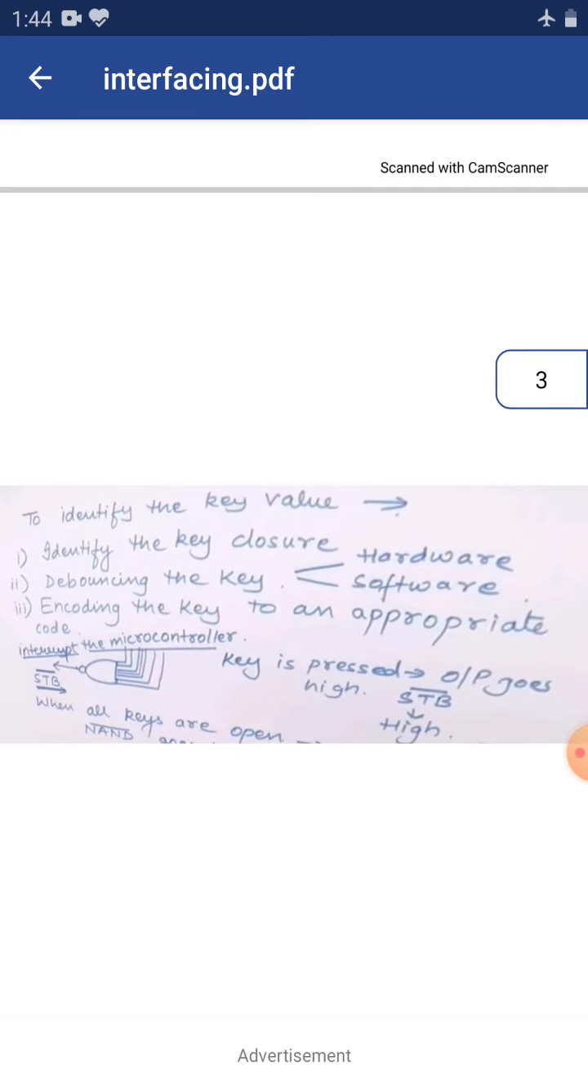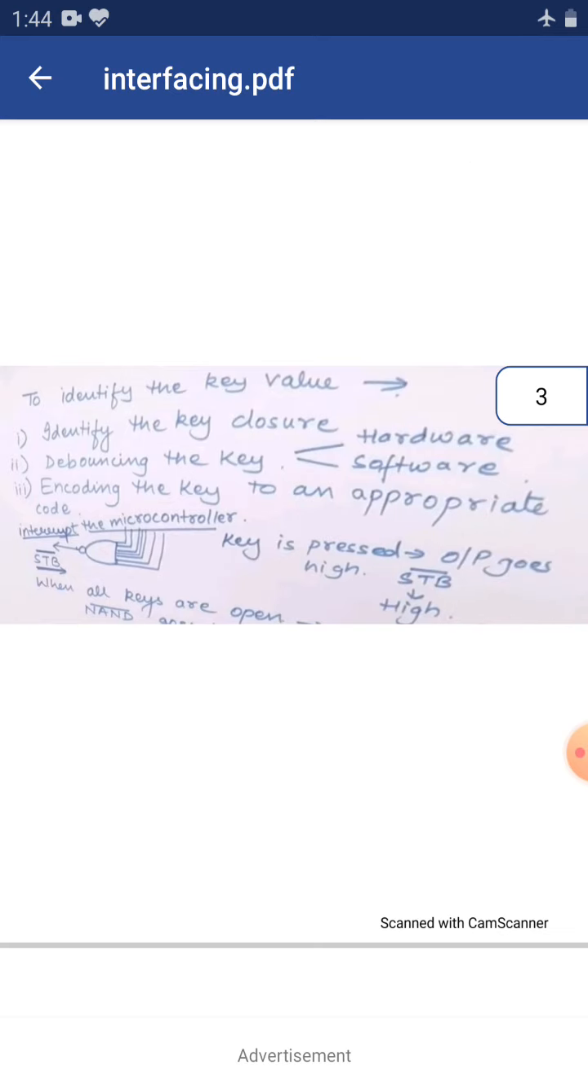Now, to identify the key value, there are some points. First, identify the key closure. Second, debouncing the key, which can be hardware or software. And third, encoding the key to an appropriate code. Now let us discuss these 3 points in detail. First of all, there are 3 terms: identify, debouncing, encoding.